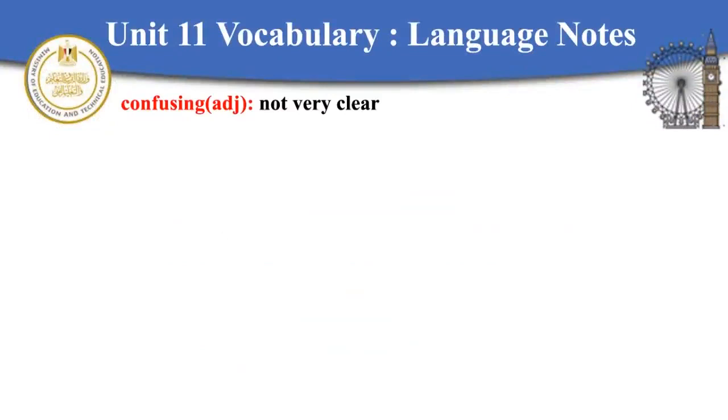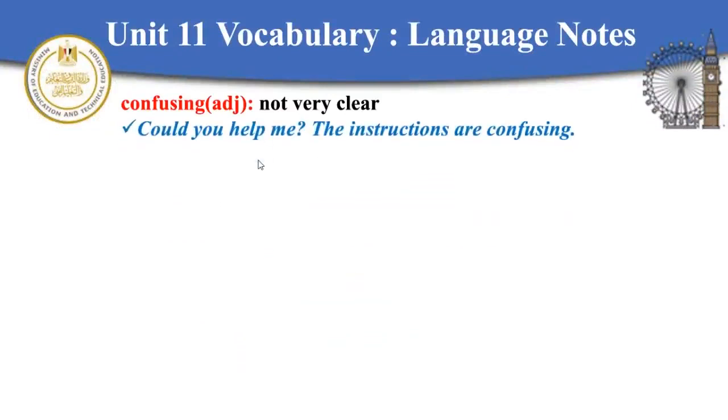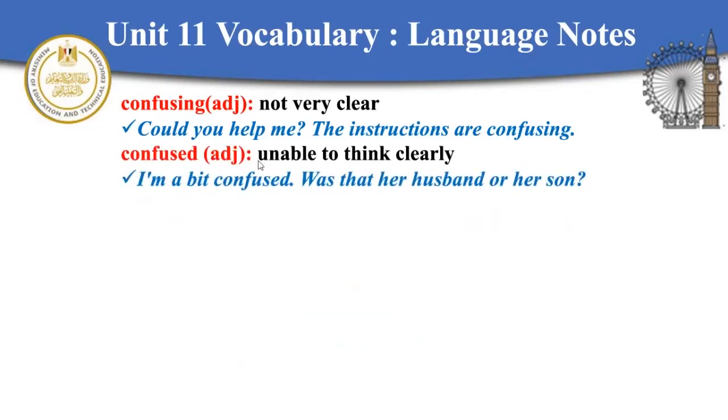Confusing: not very clear. I don't know what it is. Could you help me? These instructions are confusing. I don't know what it is about. Confusing, so I can't decide. Confused: unable to think clearly. So I am a bit confused. I'm sorry, can you help me? You see, she couldn't find it.